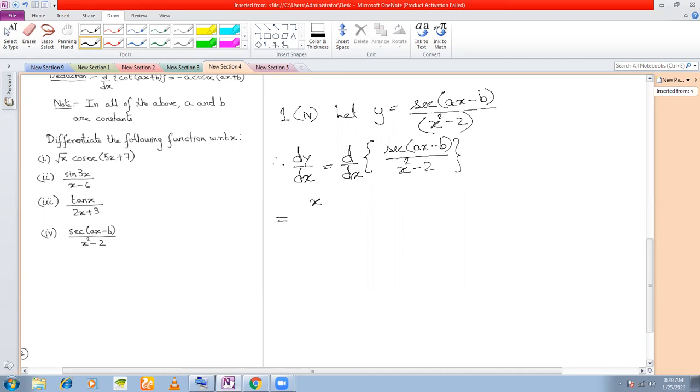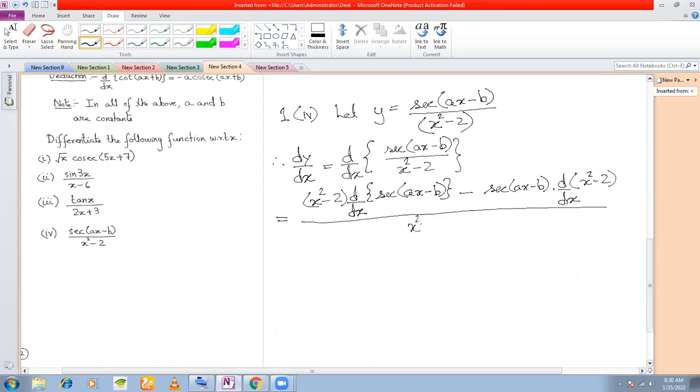So v here is the denominator, x square minus 2 into du dx, which is d dx of sec ax minus b, minus u, here is sec ax minus b, into the d dx of v, which is x square minus 2, whole divided by the square of the denominator, right?